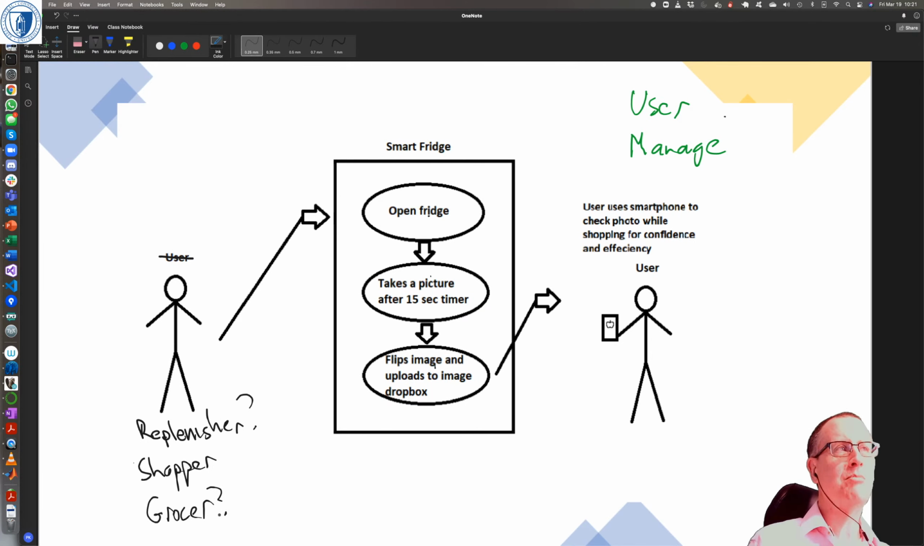But use a more expressive word for what that role is actually doing. So what are they actually achieving in terms of using the smart fridge? And then again, it could be that the stick figures here are roles. They're not people. The same person could take on both roles, but the roles do different things, and they constrain what that role does to the system.